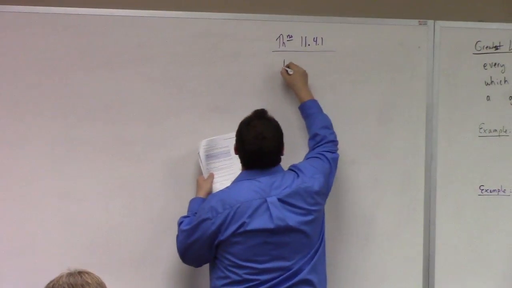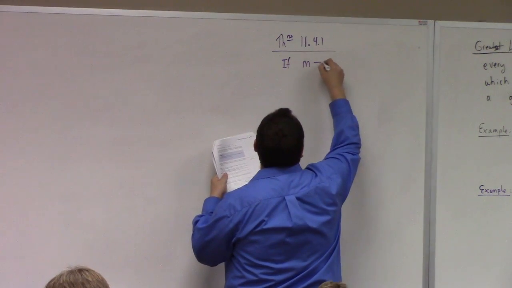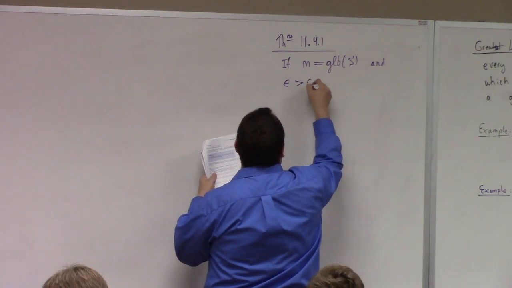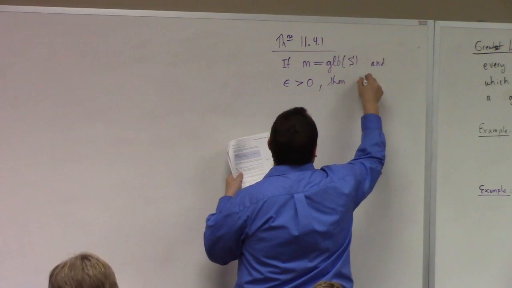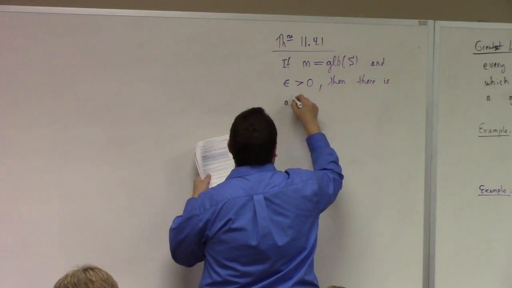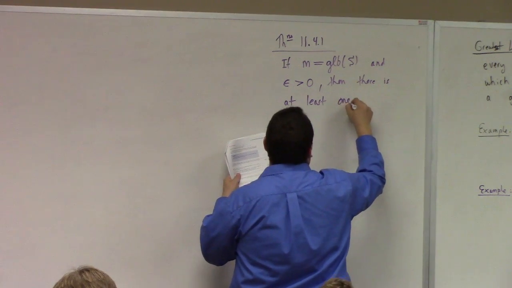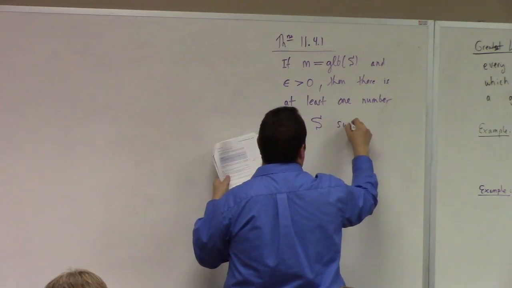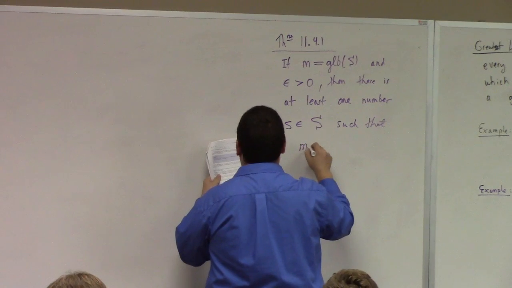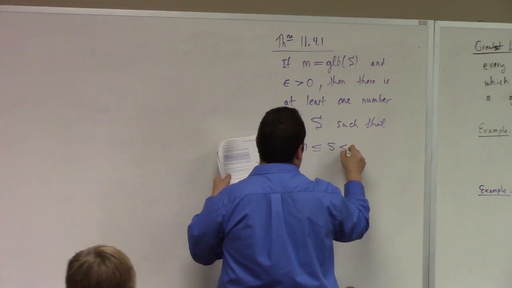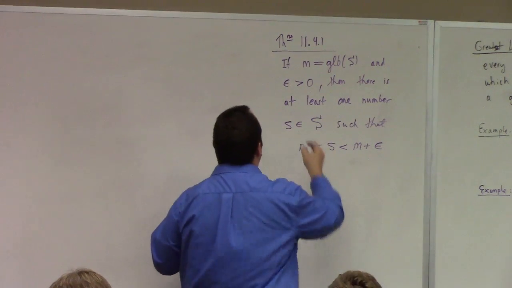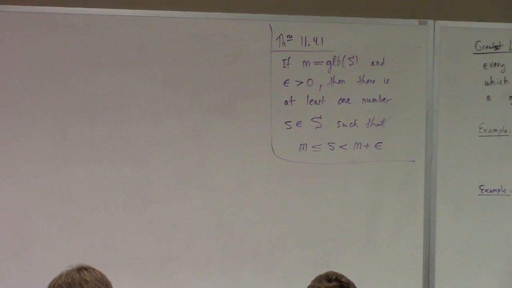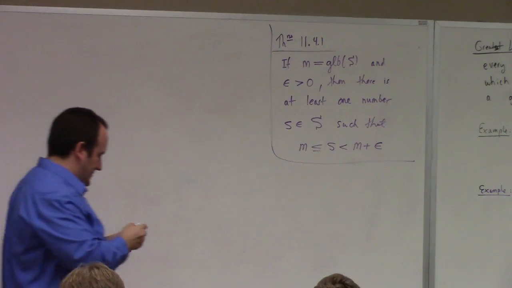Theorem 11.1.4 says the following: if m is equal to the greatest lower bound of S, and if epsilon is a positive number, then there is at least one number s in S, big S, such that m is less than or equal to s, little s, is less than m plus epsilon. The proof actually involves using the least upper bound axiom, all right? But I'm going to go on here.